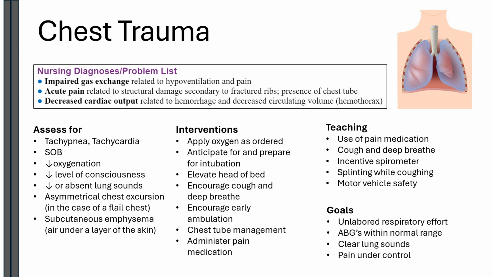Interventions, give oxygen. You're going to prepare for intubation. Make sure the head of the bed is up. Elevate the head of the bed to make sure they have that lung expansion. Encourage cough and deep breathing. Encourage ambulation. Chest tube management, we talked about that. Teaching, all of the same stuff we know. They should be using that incentive spirometer. And if they were in a car accident, a little reminder that they wear their seatbelt if they weren't. Our goals are to get them back to their baseline, clear lung sounds, ABGs within normal range.